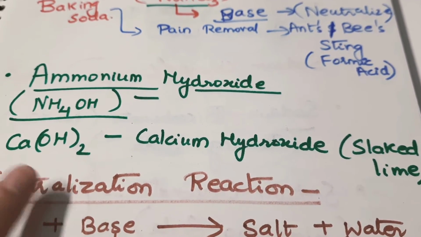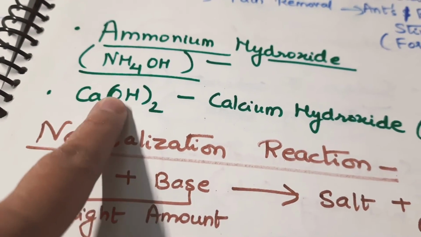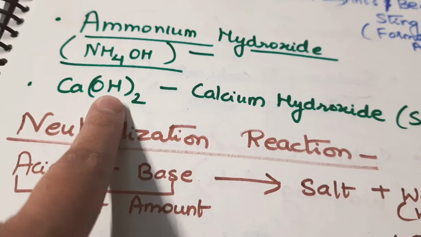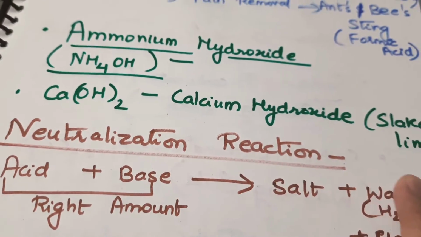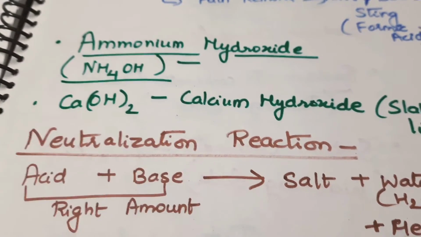Next one is ammonium hydroxide. Formula is NH4OH. NH4OH is the formula of ammonium hydroxide. Calcium hydroxide is Ca(OH)2. Ca(OH)2 is calcium hydroxide. This is also known as slaked lime.